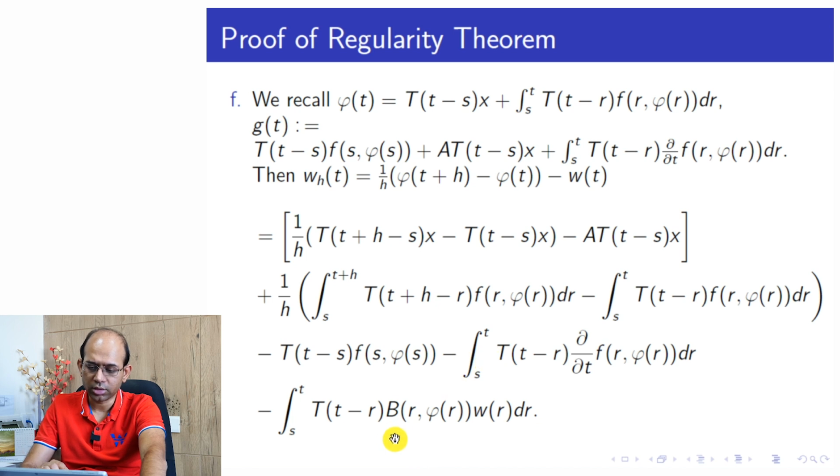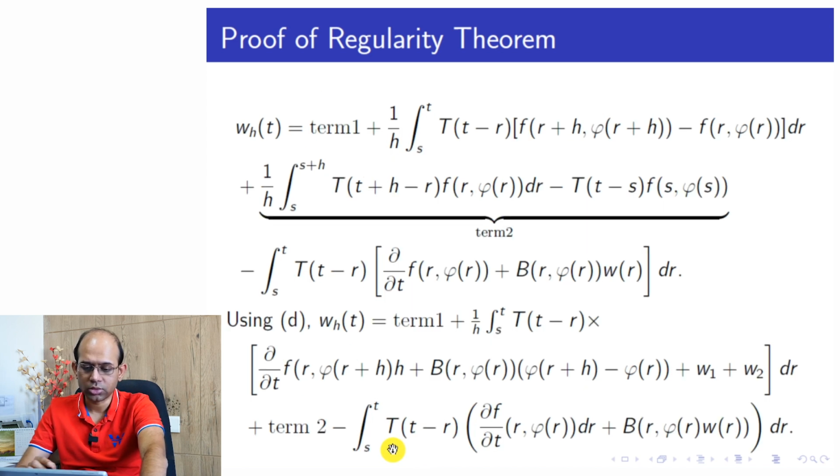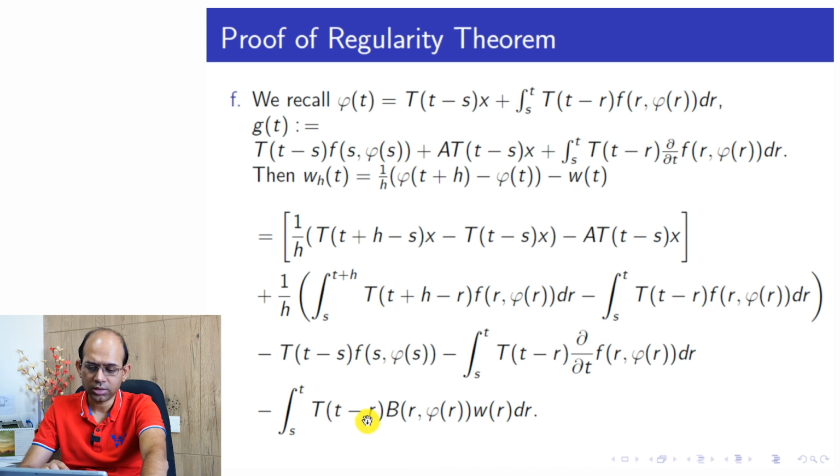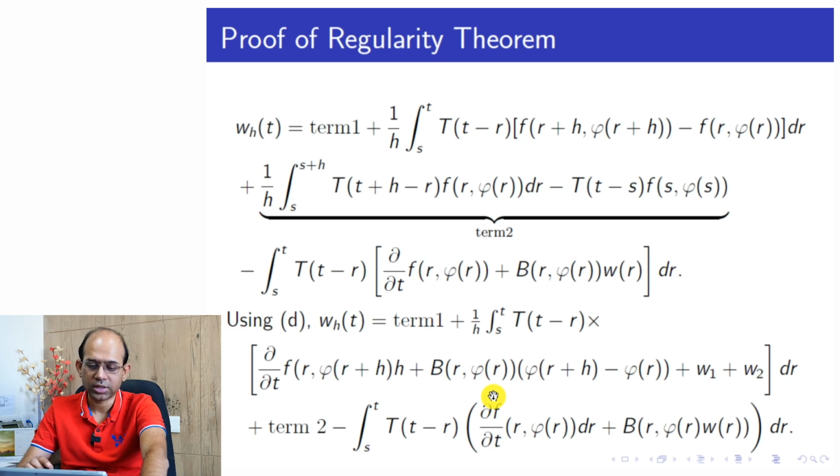I have not yet talked about these two terms, minus integral s to t. In one place I have the partial derivative of f with respect to t, and in another place b. So these two terms are minus capital T of t minus r, because this is common. Okay, t minus r is common. Only these are not common, so we would have this additive sign. So minus integration s to t capital T of t minus r, del f del t of f plus b r phi r w r dr.